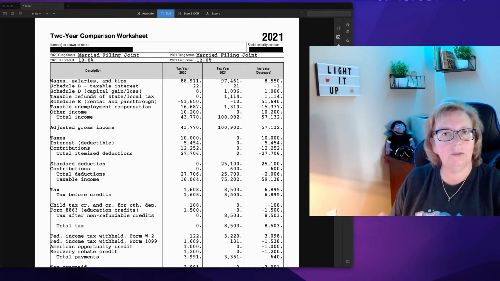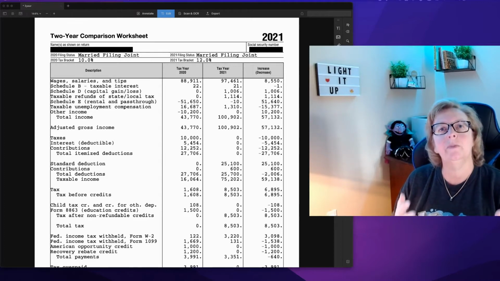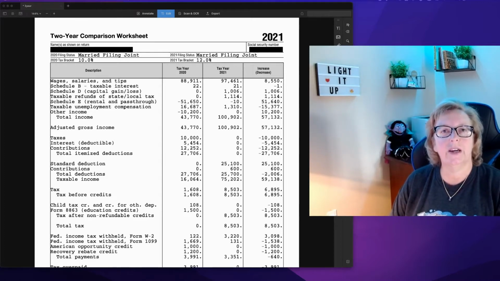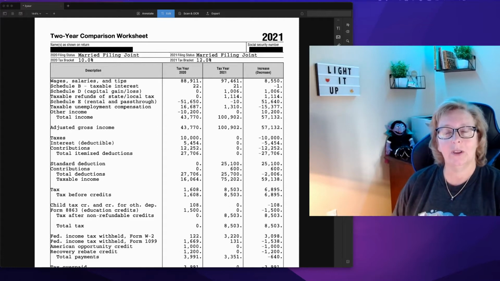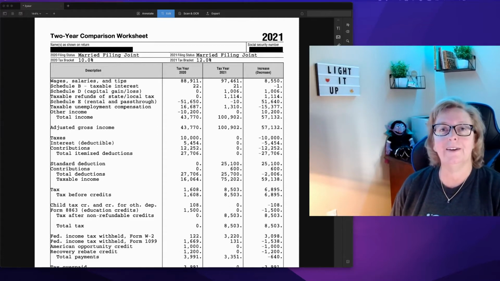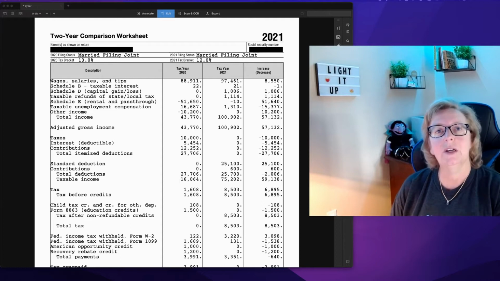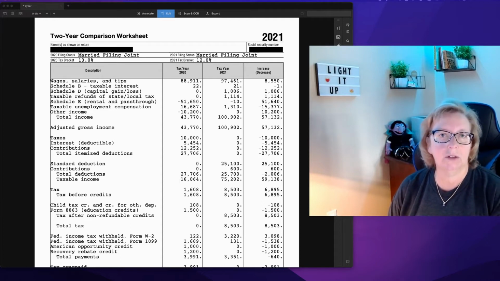Hey, I have a little tidbit of information to help you make better sense of your tax returns. Many times people have questions about why their tax return is different than it was in the past. One of the best ways to find out the answer is to dig a little deeper and look at the 2-year comparison that's along with your return.